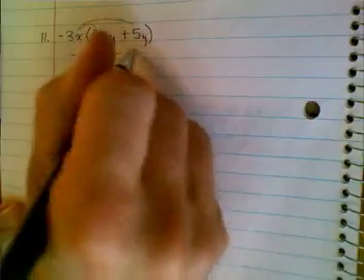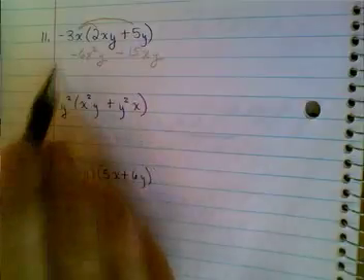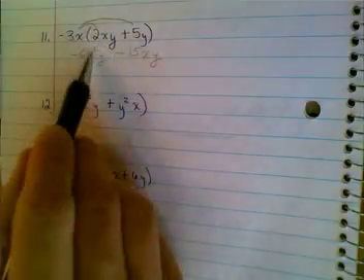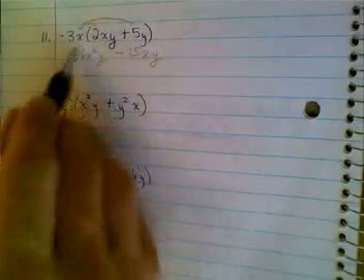minus 15xy. This x, this y. Okay? These x's, when they were put together, that made x squared. And then there's a y. And that's finished.